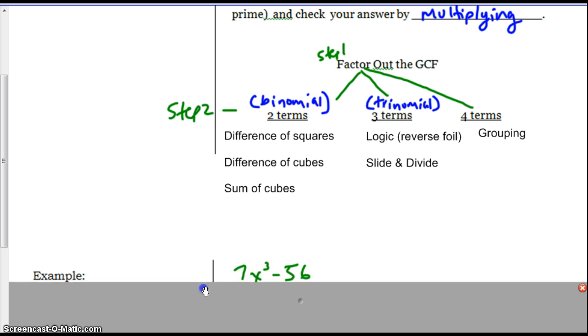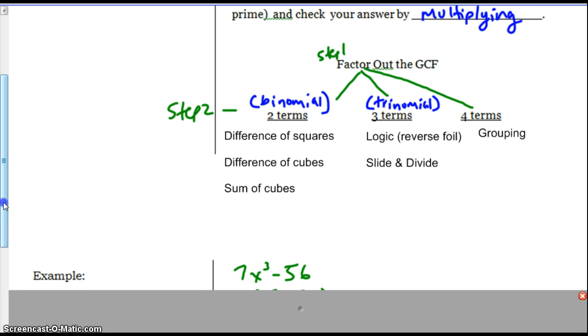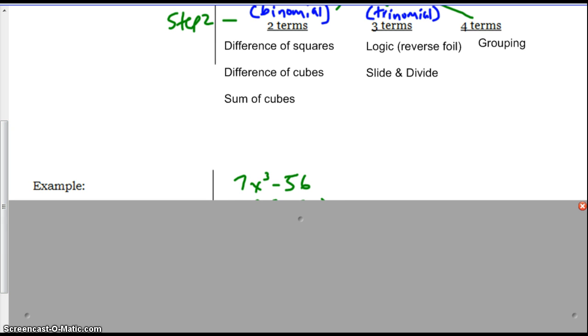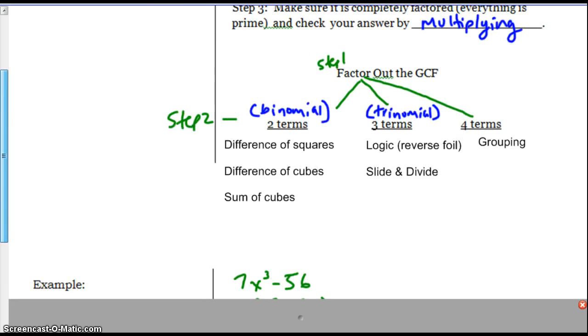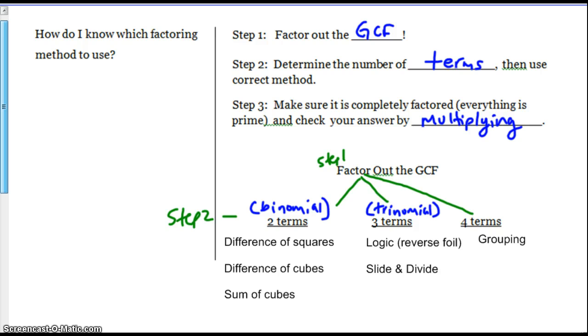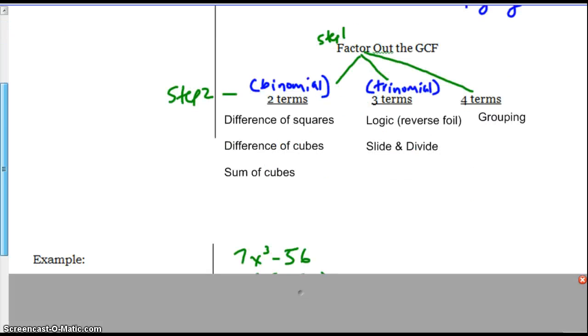Now let's try to look at a problem. Our first example is 7x cubed minus 56. And we want to do step 1 here first. Factor out that greatest common factor. When I'm looking at my 2 numbers, I immediately think about 7 as the greatest common factor. Go ahead and pause the video and factor the 7 out. Check with me in a minute.